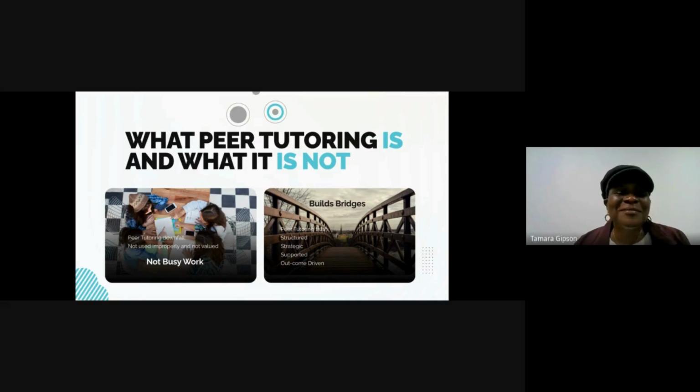But what it is, is structured, strategic, supported, and outcome driven. It's a partnership where students take turns being the teacher and the learner. That dual role increases confidence in both seats. This strategy shows up on a lot of exams because exam writers want to know, do you understand how to scaffold learning through peer interaction?